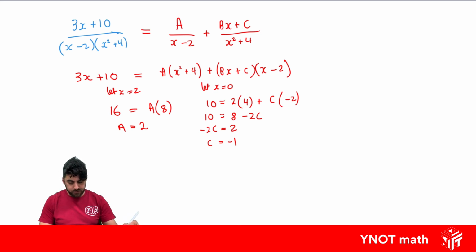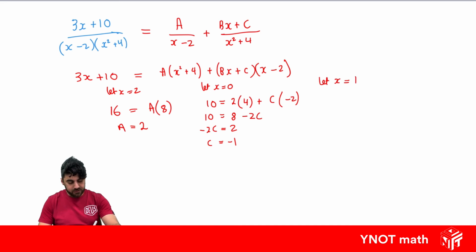And now we just need a value for b, and we can use anything really. So we'll pick something easy because we only need one more value here. We only need b, so we can let x be anything we want. We'll just pick something easy to sub in. So letting x equal 1.